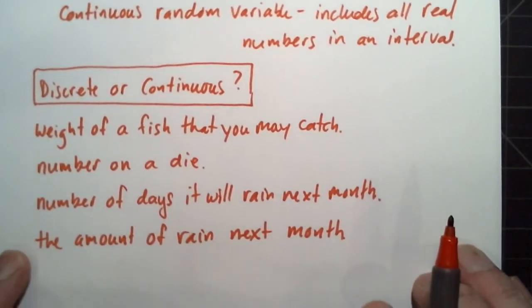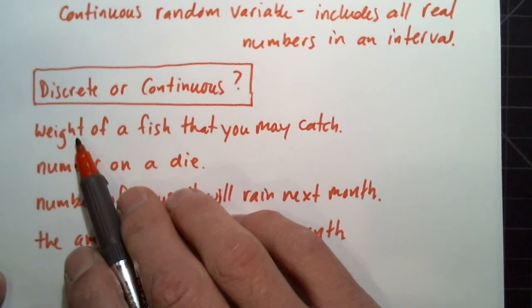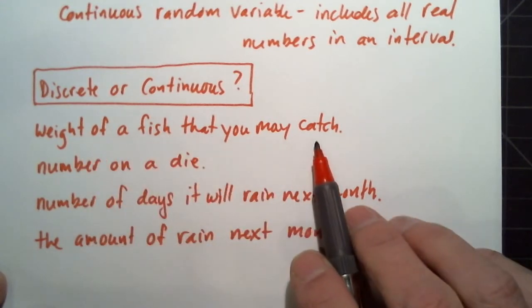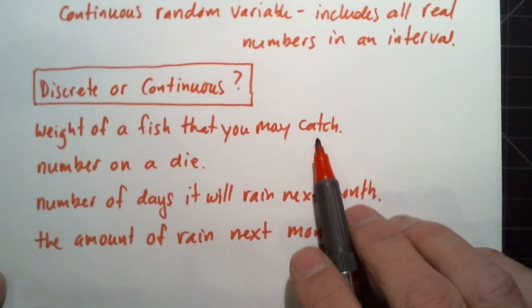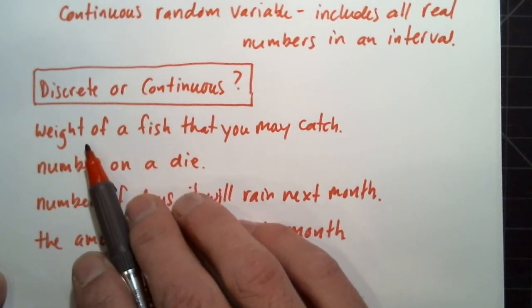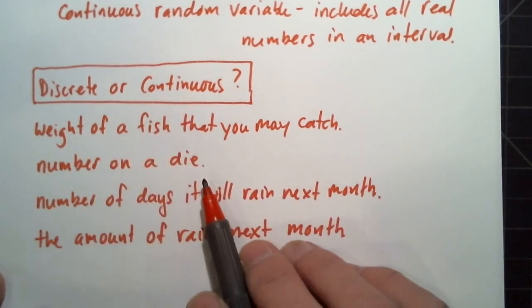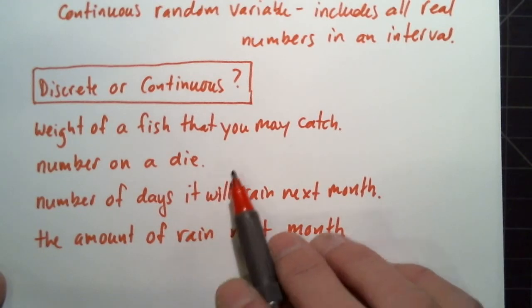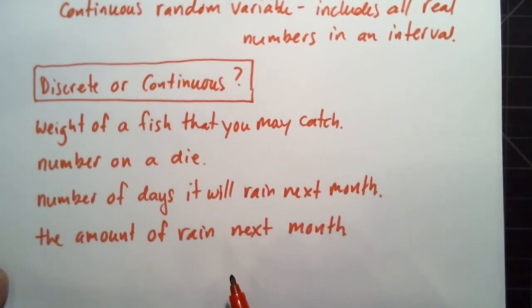Discrete or continuous. So would we talk about the weight of a fish that you may catch? Would that be using discrete or continuous numbers? So we're measuring the fish. We can have all kinds of fractions of a weight, so that would be continuous. A continuous random variable would represent the weight of the fish that you may catch.